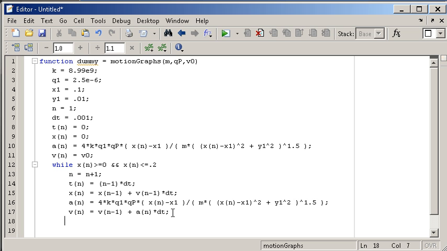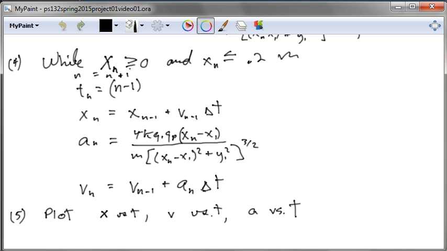I'm going to hit a carriage return that wasn't called for. Let's take a look at that. Let's check on that. So Tn is equal to n minus 1 times dt. I had a mistake in my pencil and paper. And then the xn is x sub n minus 1 plus the old v times the time step.